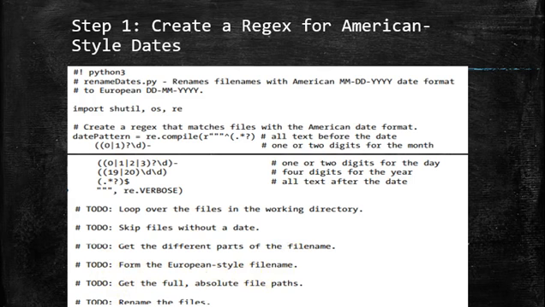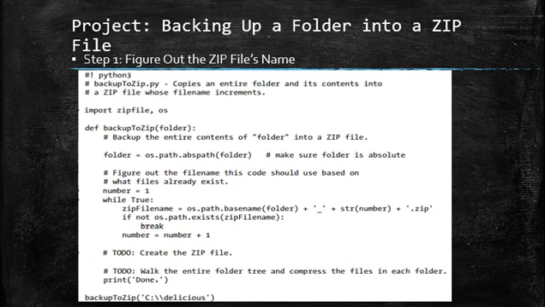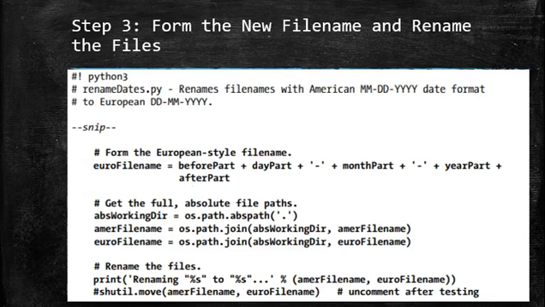So we got the American style, now we are going to convert it into European style, wherein the date will come in the beginning. We have to get the full, absolute file path, and after that we are going to rename that particular file. So these are the remaining things we have to do, and that we will be doing in the next step, the last step, that is step 3: form the new file name and rename the files.